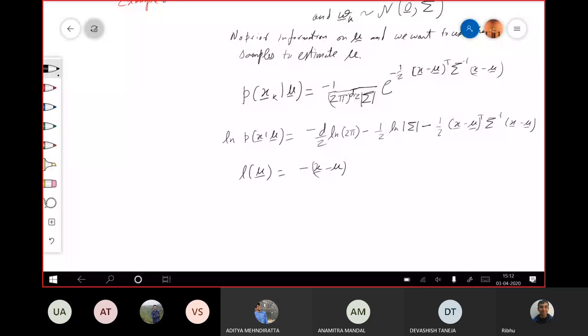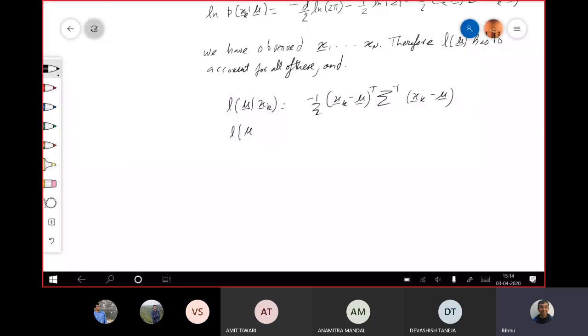And for xk, this is simply minus half xk minus mu transpose sigma inverse xk minus mu. Does anyone want to ask anything?